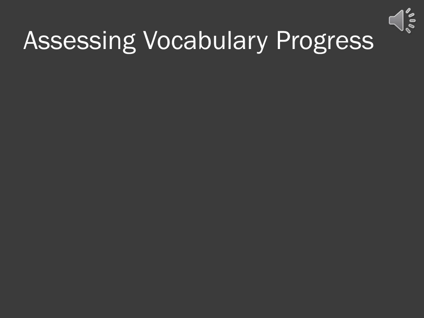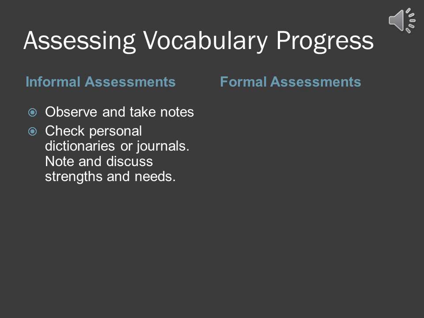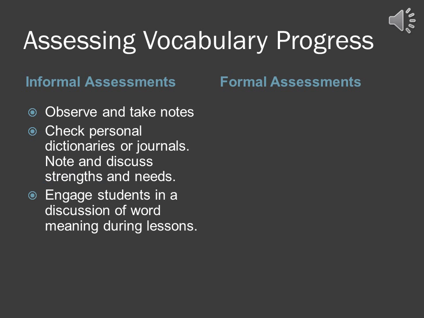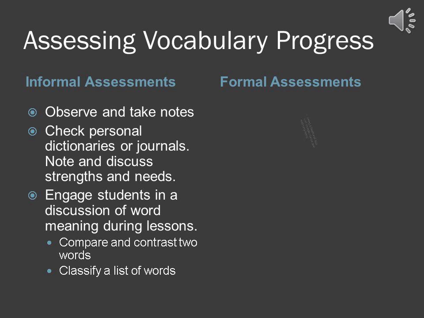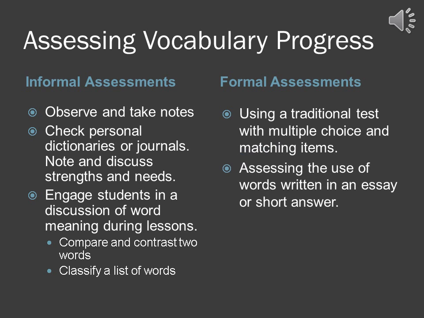Assessing vocabulary progress. You can assess both informally and formally. In informal assessments, you can observe and take notes. You can also check personal dictionaries or journals, note and discuss strengths and needs. And you can also engage students in a discussion of word meanings during a lesson. You can compare and contrast two words or classify a list of words. In formal assessments, you can use traditional tests using multiple choice and matching items. You can also assess the use of words written in an essay or a short answer.